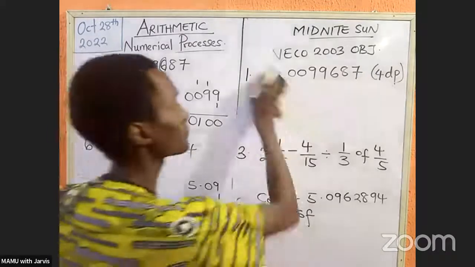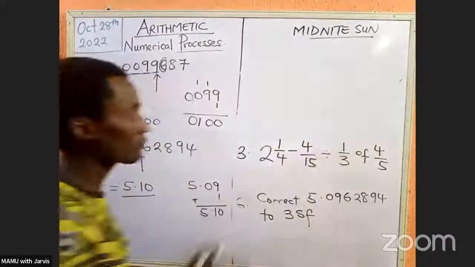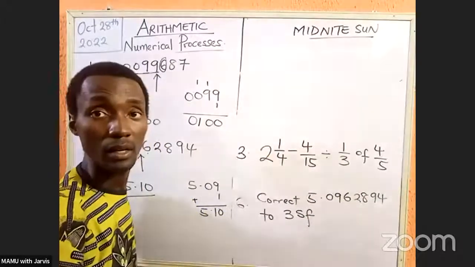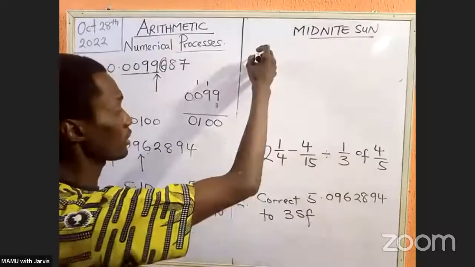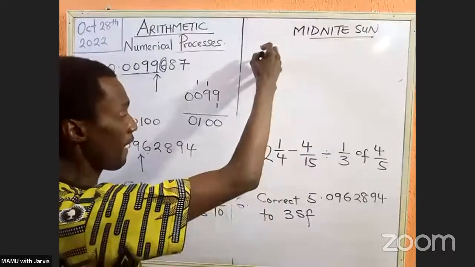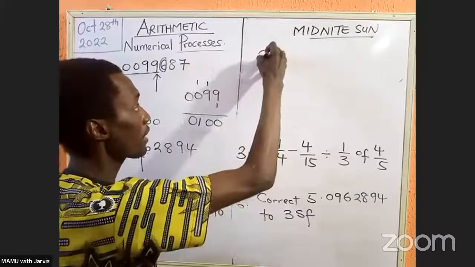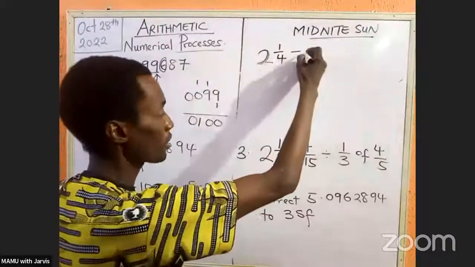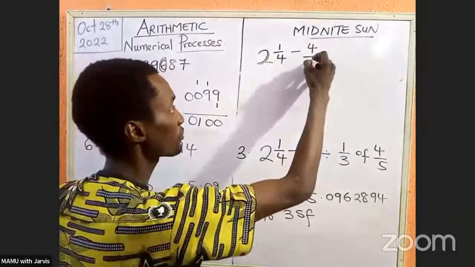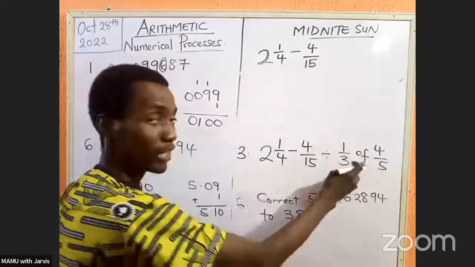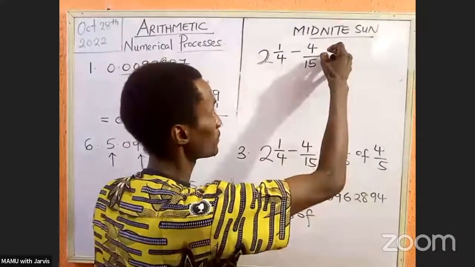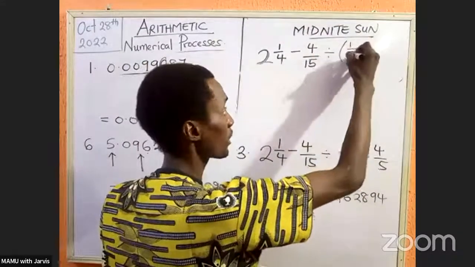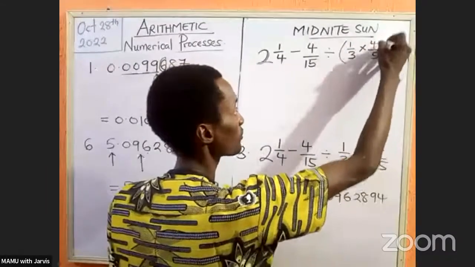All right, so let's do this one. Now, how do we do this? This will be 2 whole number, 1/4 minus 4/15. Remember the "of". Divided by, "of" means treat this one first. So I'm going to put a bracket there. 1/3 times 4/5. I see that.